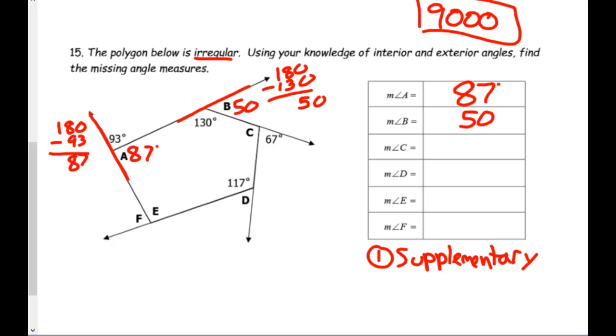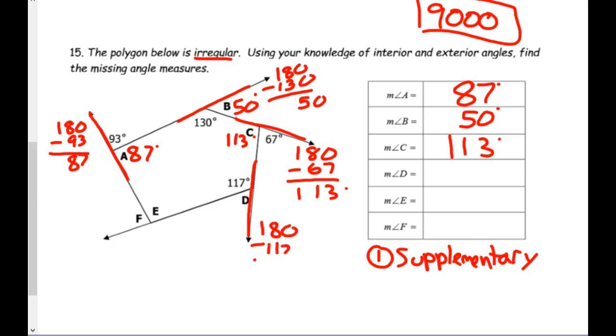Okay. C, again, makes a straight line. 180 minus 67 is 113. So C is 113. Same thing here. Straight line. 117 and D make 180 degrees. 180 minus 117 is 63 degrees. Great.